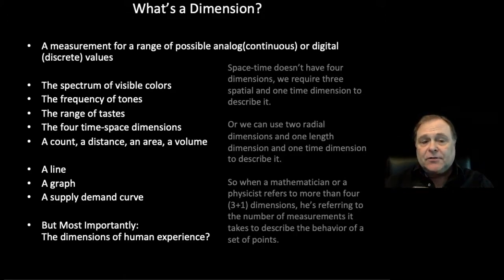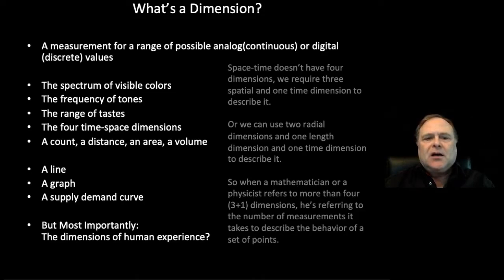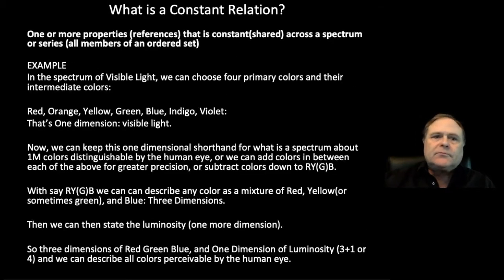A supply-demand curve. A lot of what we do is try to get you to think in supply-demand curves. But most importantly, I just listed visible colors, frequency of tones, range of tastes, 4 space-time dimensions. I did that on purpose because those are dimensions that we can humanly experience. So in order to understand how to make man into a system of measurement, in other words, how to create a system of measurement with ourselves, what are the dimensions of human experience? We have to talk about what the dimensions of human experience are. I'm going to get to that in a bit.